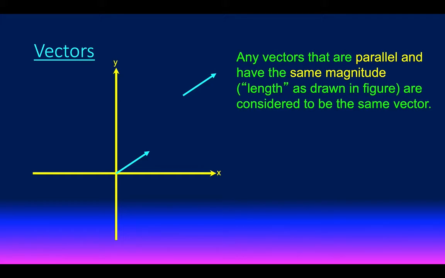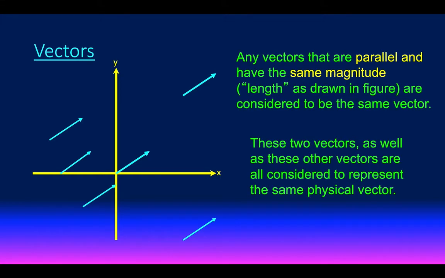A consequence of this is if I have a vector, I am allowed to pick it up and move it around to somewhere else on my sheet, and it's still going to be considered the same vector. Also, as a result of this, all of these vectors are considered to represent the same physical vector that I might work with.